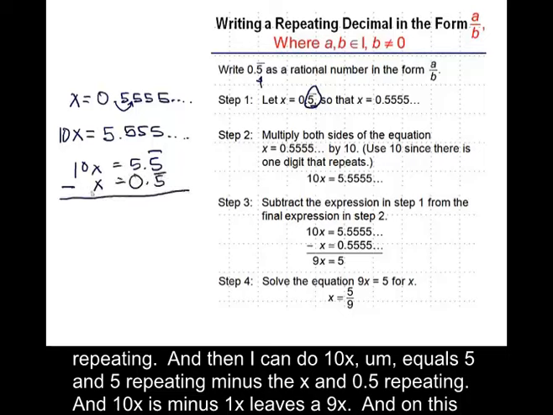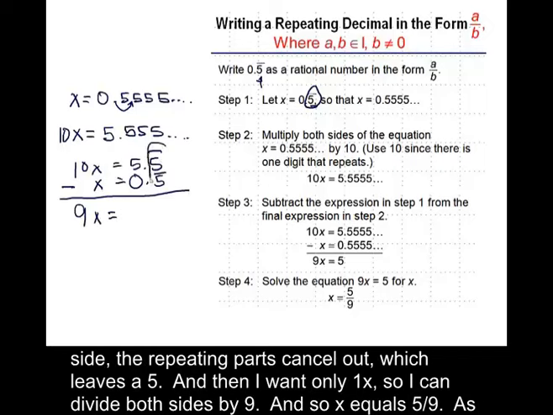And 10x minus 1x leaves 9x. And on this side, the repeating parts cancel out, which leaves a 5. Then I want only 1x, so I divide both sides by 9. And so x equals 5/9.